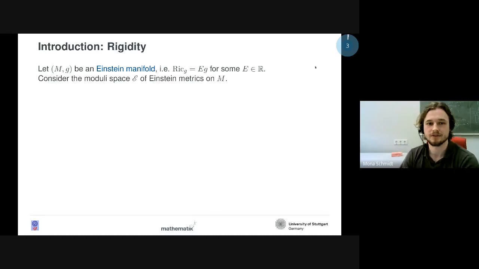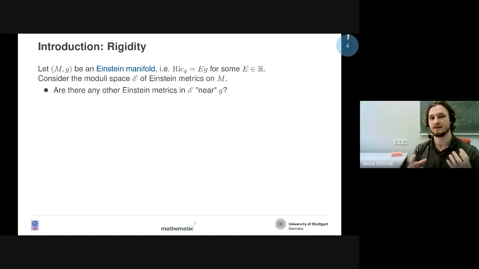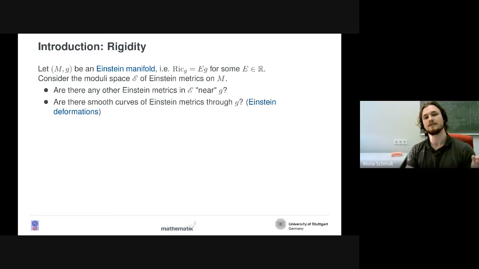And what we want to do is consider the space, or the collection, of all possible Einstein metrics on M. In particular, we want to ask: are there any other Einstein metrics in this moduli space that are near g in some appropriate sense? Or even more, are there any smooth curves of Einstein metrics that pass through g? Such curves are what we call Einstein deformations.